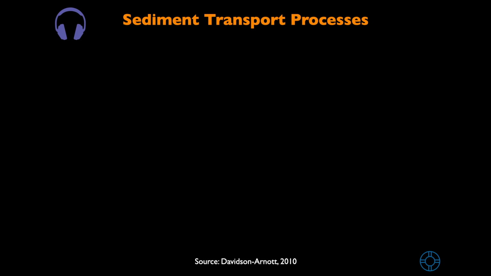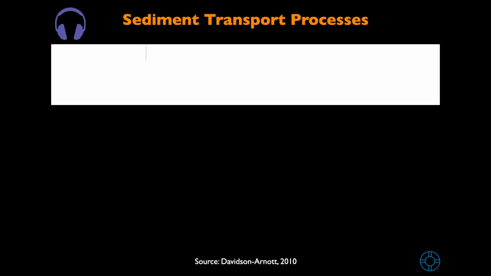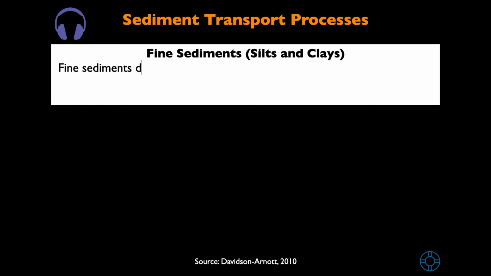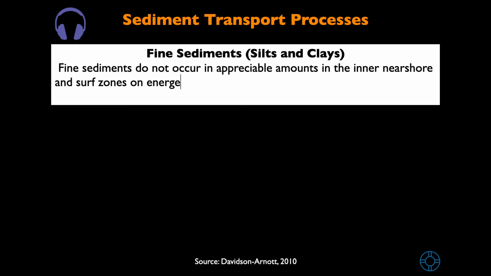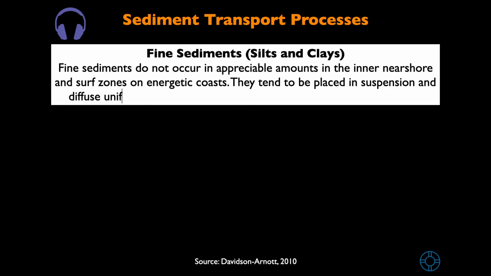Now let's talk about sediment transport processes. Fine sediments, silts, and clays do not occur in appreciable amounts in the inner nearshore and surf zones on energetic coasts. They tend to be placed in suspension and diffuse uniformly through the water column, maintained by turbulence.